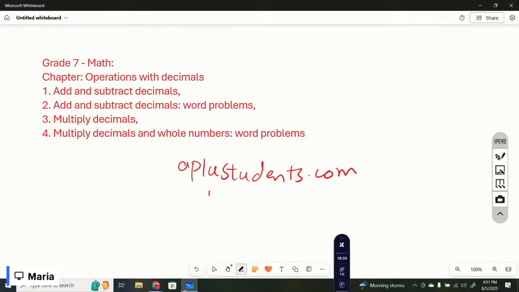Then you have to select math from the subject tab. Scroll down to grade 7 math and then click on view all lessons. There you can find a list of the chapters. We're going to start with the chapter operation with decimals.